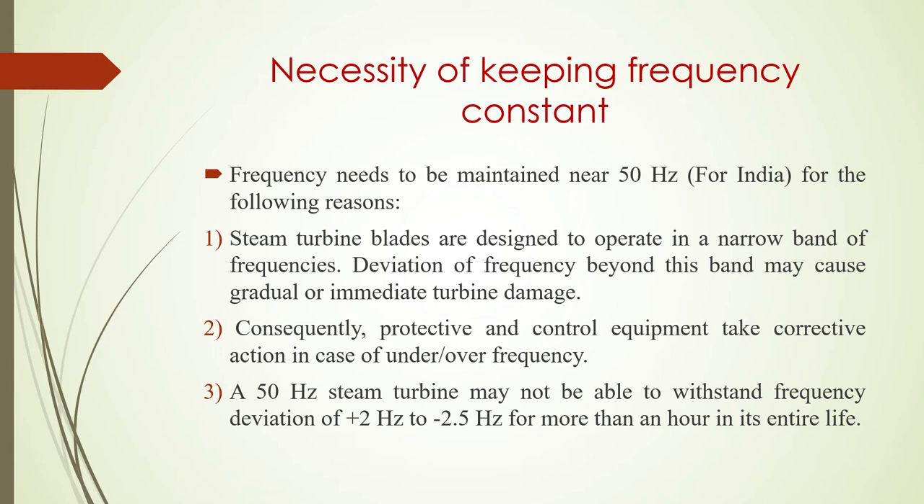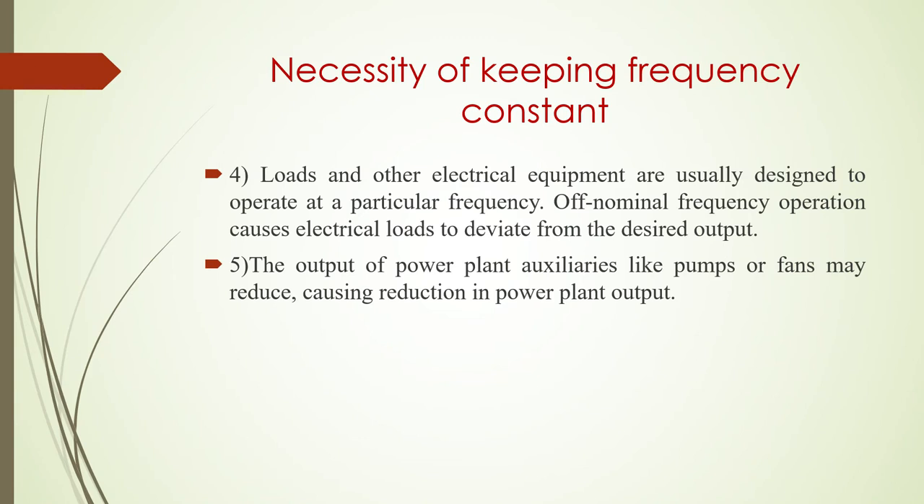So the maximum it can exceed is 2 Hz in the maximum value, and in the minimum value it can go to 2.5 Hz. A steam turbine cannot work beyond these limits. Fourth point, loads and other electrical equipment are usually designed to operate at a particular frequency. Off nominal frequency operation causes electrical loads to deviate from the desired output. Fifth point, output of power plant auxiliaries like pumps or fans may reduce, causing reduction in power plant output.